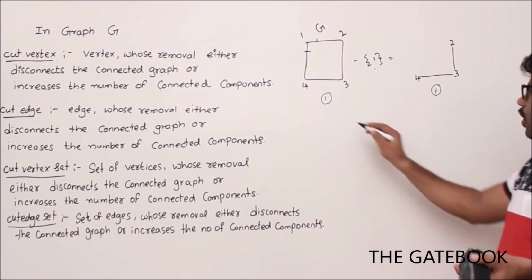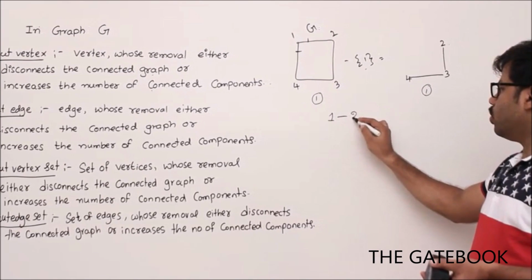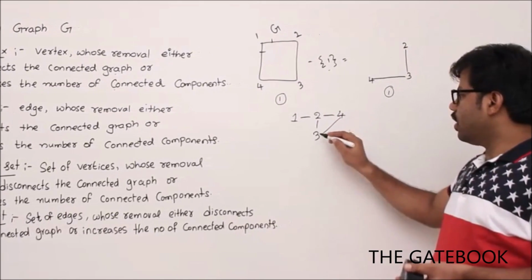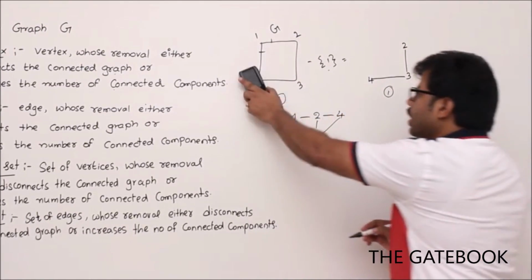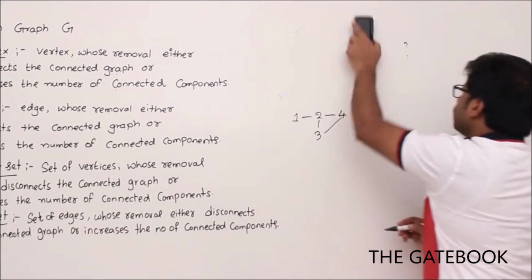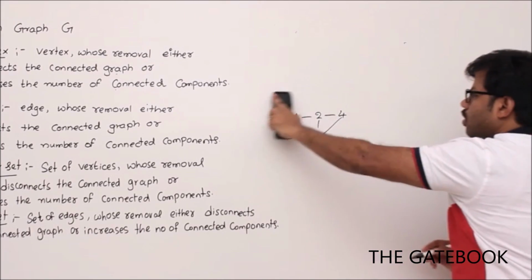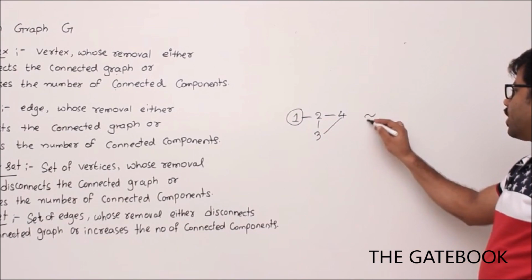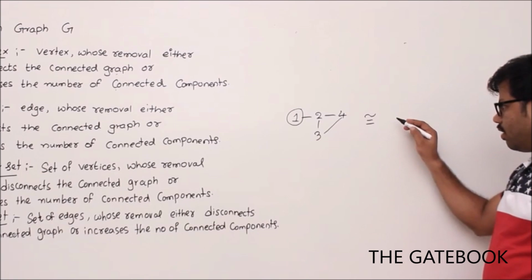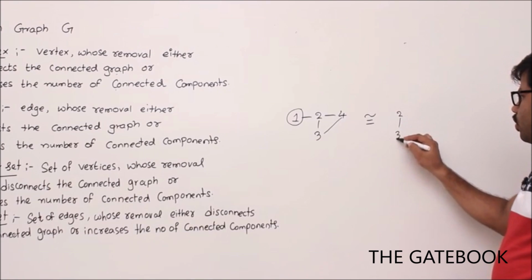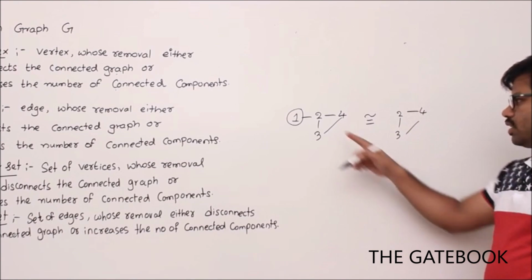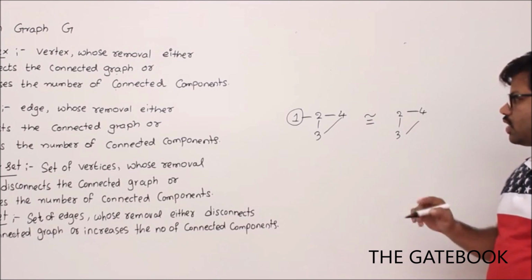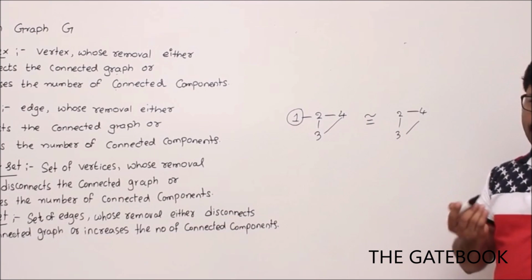Okay, I'll give you one more example. 1 to 2, let's take 2 to 3, 3 to 4. In this problem, we'll see whether there is any cut vertex. This one, vertex 1, is it a cut vertex? Let's remove it and check. If you remove vertex 1, you get a resultant graph: 2 to 3, 2 to 4, 4 to 3, isn't it? Yes, the connected graph is not disconnected, and the number of connected components is not increased. That's why vertex 1 is not a cut vertex.